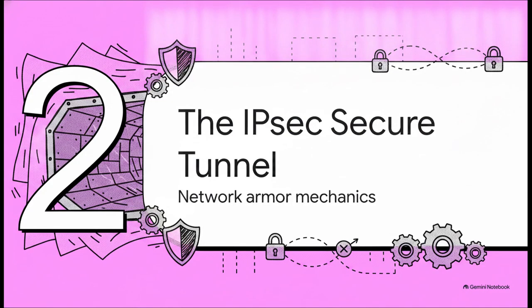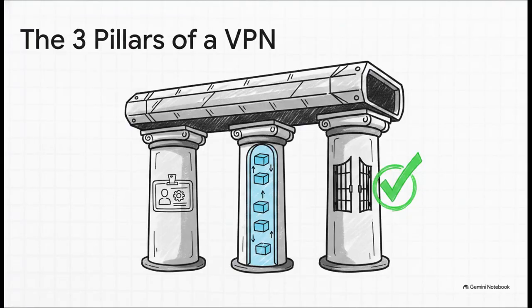Section 2. The IPsec secure tunnel, the mechanics of network armor. For a VPN to actually function, it relies entirely on three foundational pillars. First up is Phase 1, which handles peer authentication and creates that initial secure channel. Second is Phase 2, which builds the actual data tunnel and defines exactly how your specific traffic is going to be protected. And the third pillar, which honestly is incredibly easy to overlook, is the firewall policy. You literally must have a rule allowing the traffic to pass. If even one of these pillars is missing or misconfigured, absolutely zero data is getting through that connection.